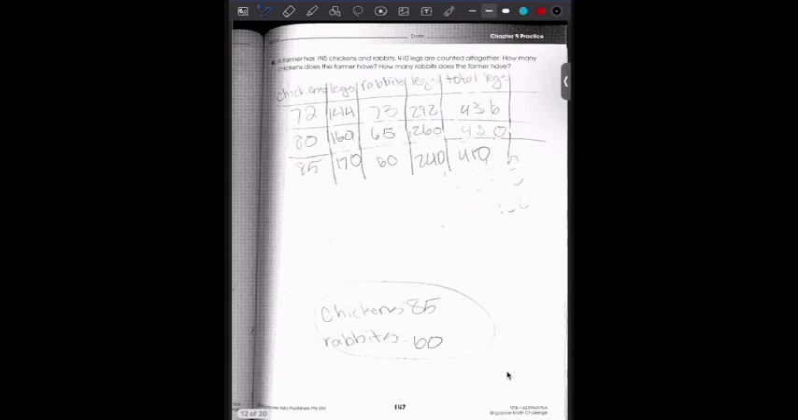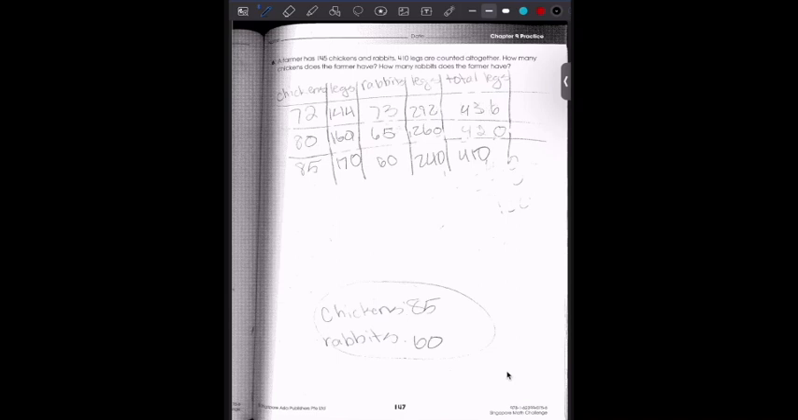Now we're going to solve one more problem for today's class. And so it says, a farmer has 145 chickens and rabbits. 410 legs are counted altogether. So how many chickens does the farmer have, and how many rabbits does the farmer have? So we can solve this problem by using something called solve by assuming, which is what we did in the previous video. But in today's video, we're going to solve by using variables.